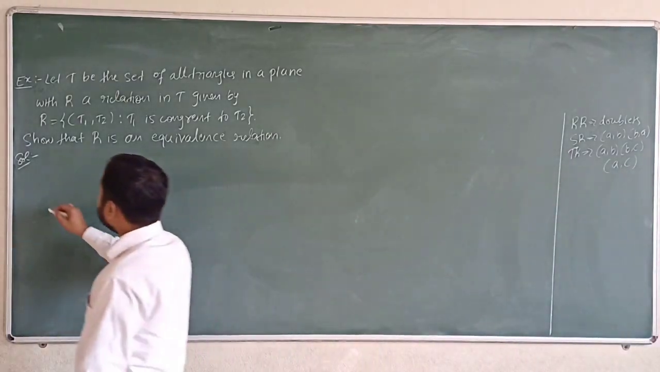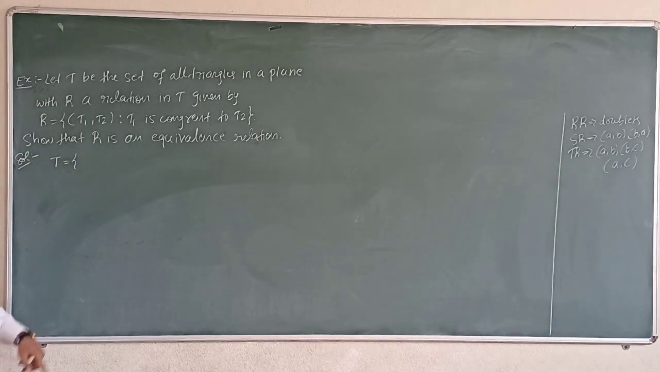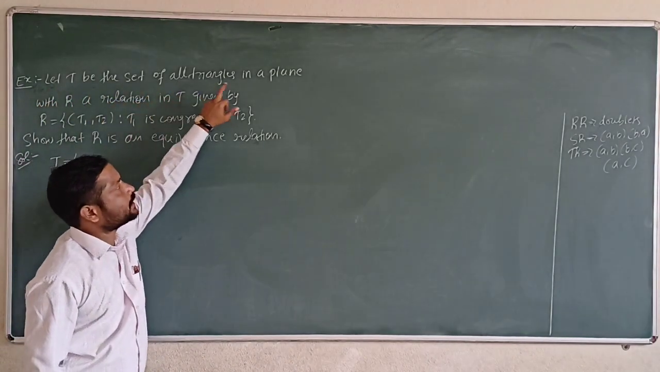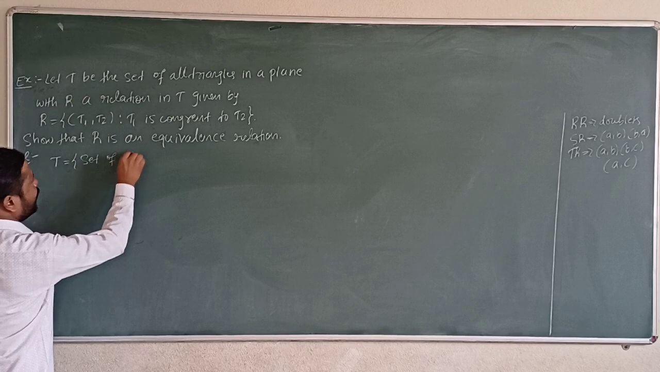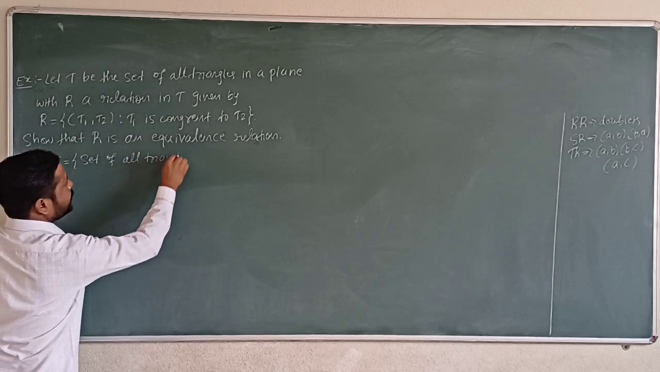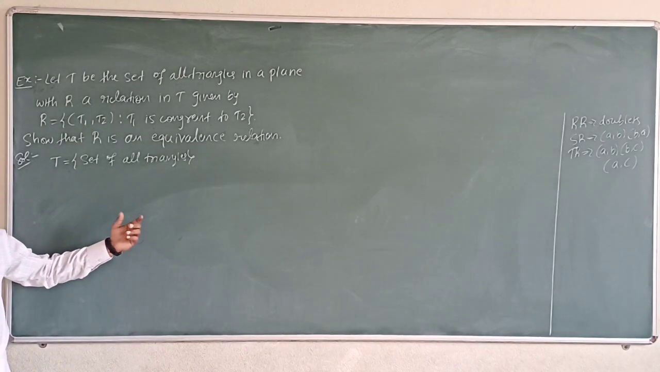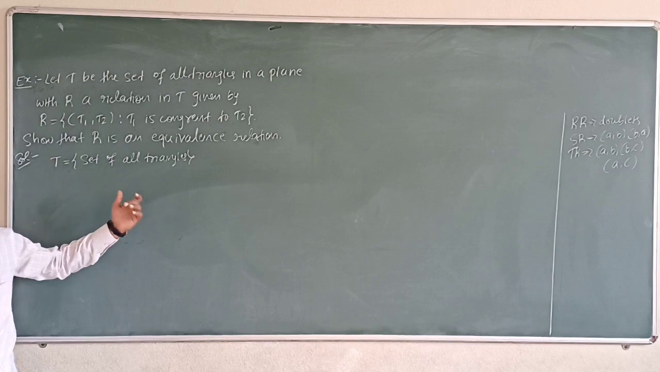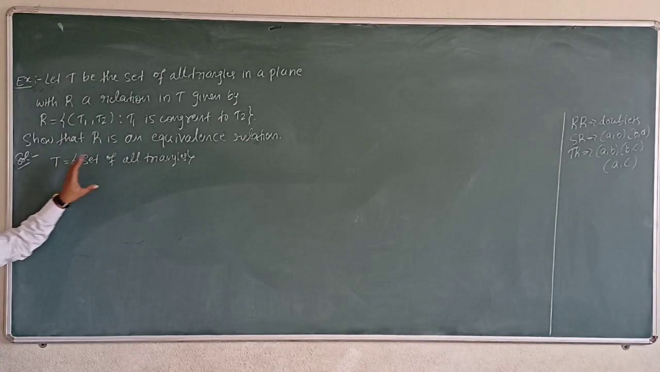Okay. Take a set now. Let T be the set of all triangles in a plane. That is the set of all triangles here. The types of triangles are right angle triangle, acute angle triangle, obtuse angle triangle, equilateral triangle, isosceles triangle, and scalene triangle. There are a total of 6 types of triangles.